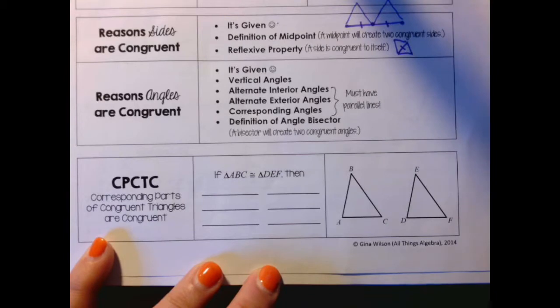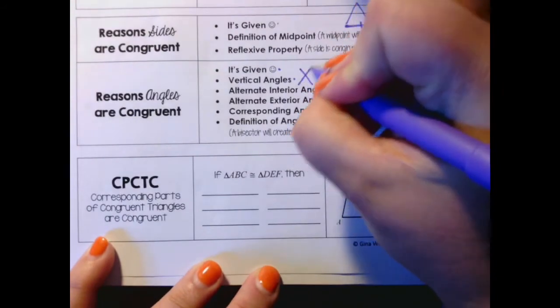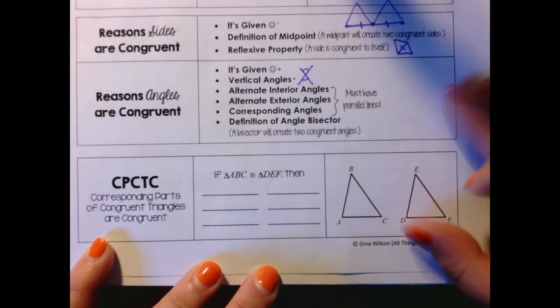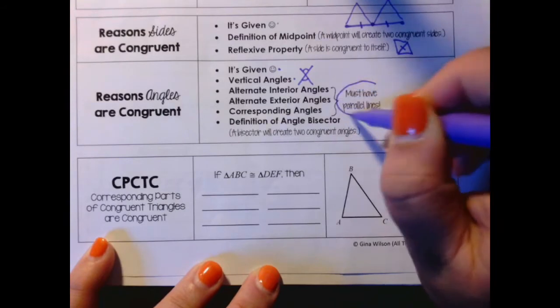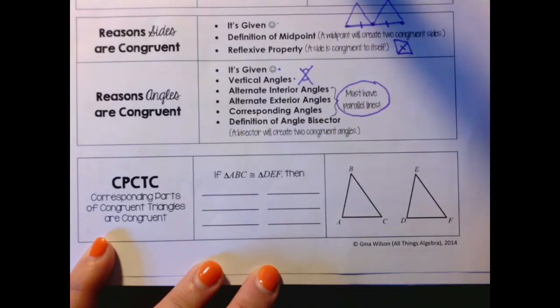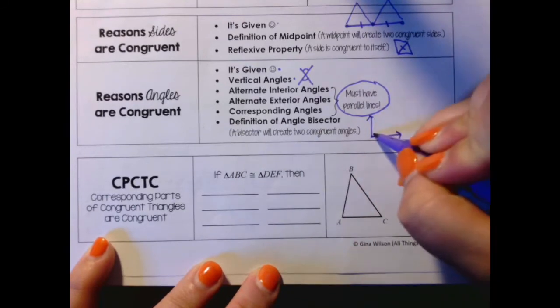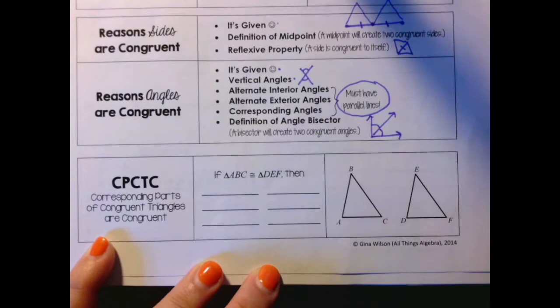Okay. And then reasons angles are going to be congruent. First, again, easiest one, it is given. Second one is going to be vertical angles. I know I talk about this a lot. Vertical angles are always congruent, so that's when we have 2 lines intersecting. The 2 angles across from each other are going to be congruent, always, always, always. Then we have alternate interior angles, alternate exterior angles, and corresponding angles. So if we have 2 parallel lines, must have parallel lines, then we know those angles are always going to be congruent. And then lastly, we have the definition of an angle bisector. So an angle bisector cuts an angle in half. So if I have this angle here, and I know this is my bisector, I will have 2 congruent angles.